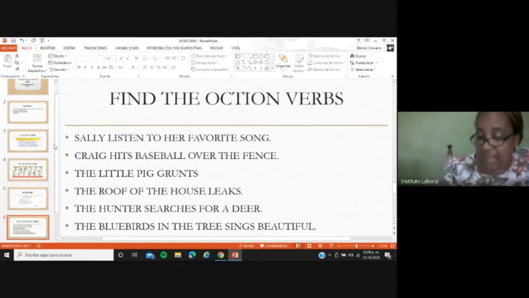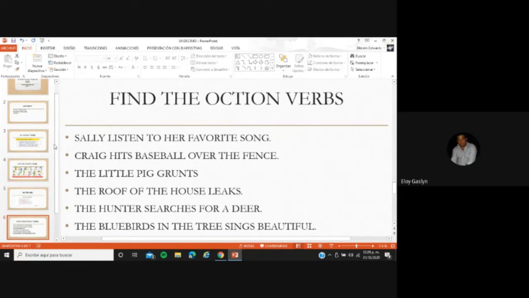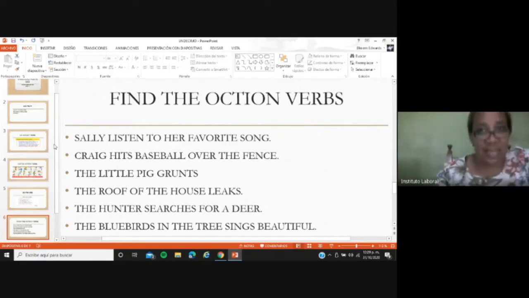So we have, talking is something John can do. Which is the action verb in this sentence? Talking. Talking, okay? Talking is the action verb.